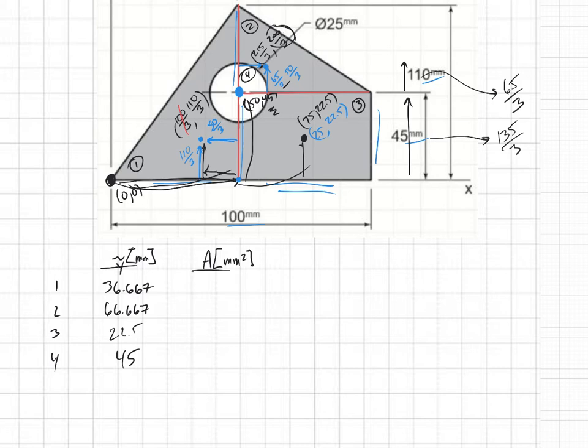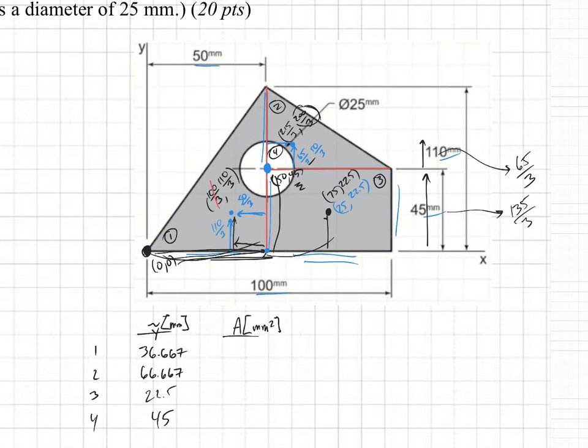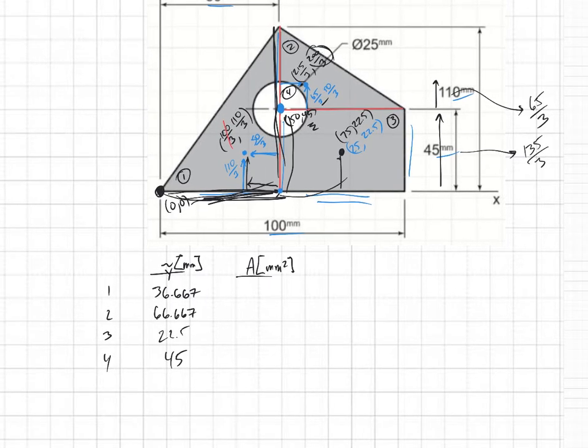So the area of this first triangle, it looks like we're 50 along the bottom. We multiply it by 110 going this way, and then we divide by 2, and we get 2750. Okay, and then the second triangle, we've got 50 along the bottom. We've got 65 going this way. So 50 times 65 divided by 2, 1625. Area 3, we got 50 times 45, so that's 2250, I believe, yes, 2250.